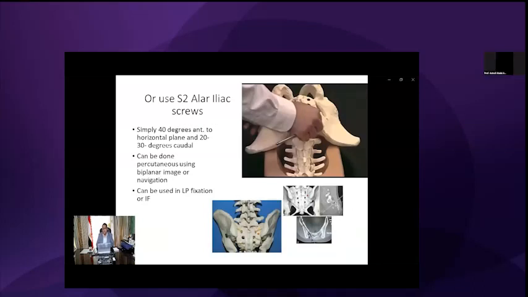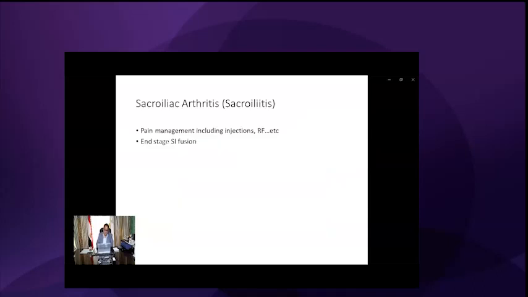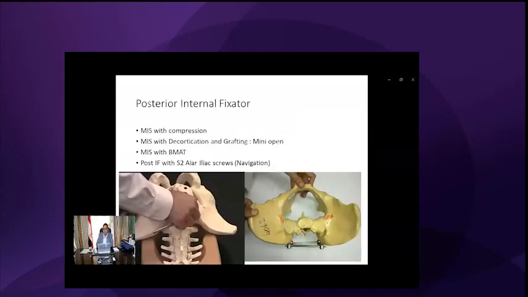And also we can use S2 alar iliac screws, which start a little bit downward and lateral to the first sacral foramen. It starts here in the sacrum, passing in this void in the sacroiliac joint, and then becomes an ordinary iliac screw. We are now using this rather than the ordinary iliac screws, and it solved the prominence problem. We can use this kind of screw also as a joystick for reduction of these difficult transverse fractures of the sacrum.